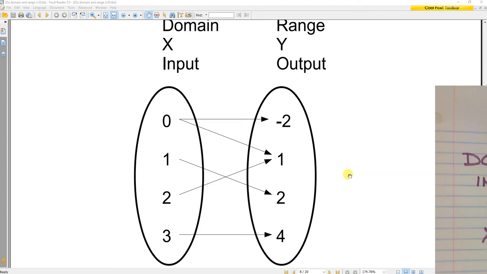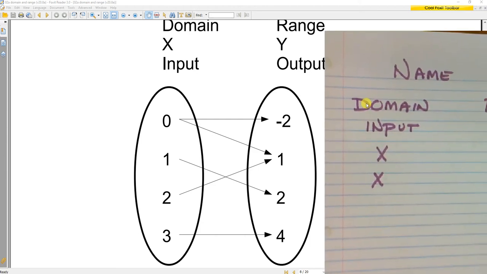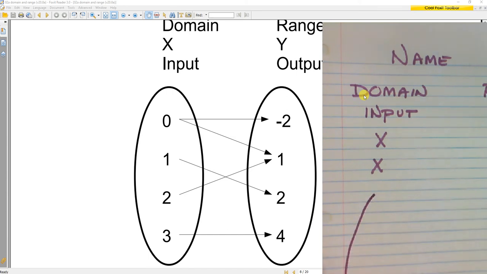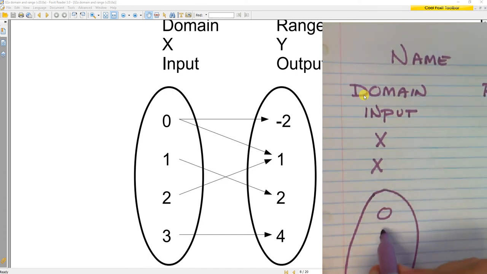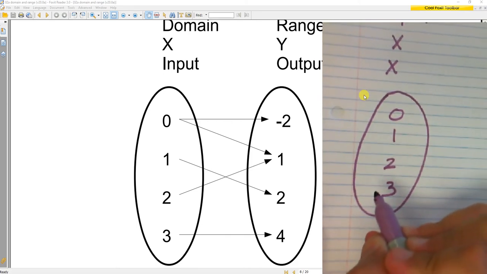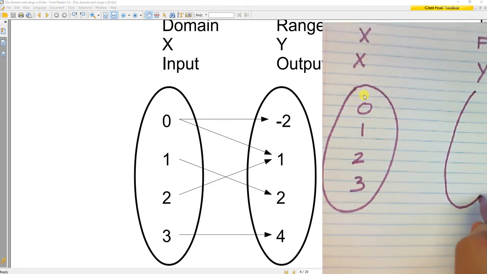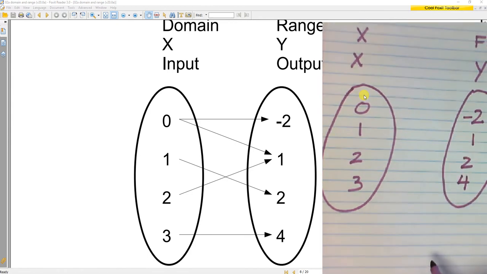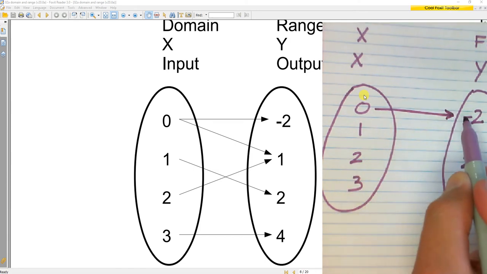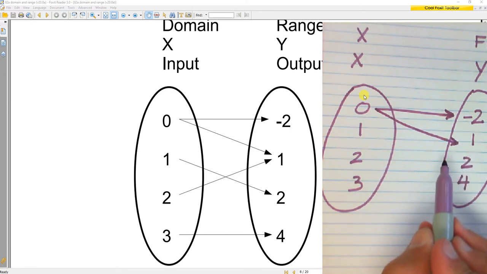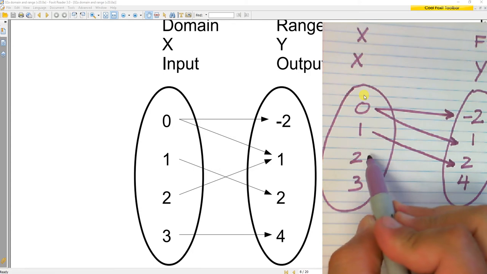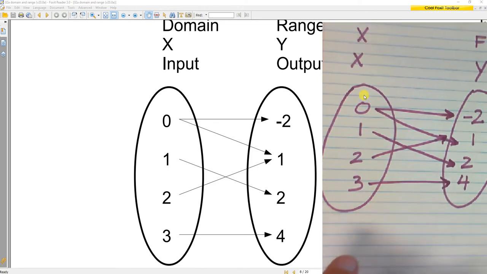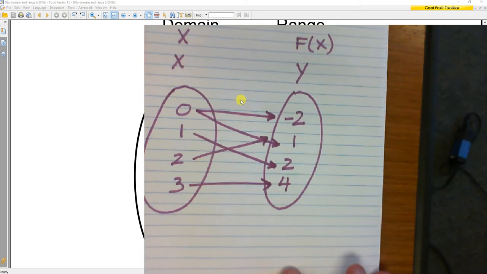So we're going to put this one into our notes. And you can just put this under domain and range. So 0, 1, 2, 3. Negative 2, 1, 2, 4. If I put in a 0, I get out a 2, a negative 2, and a 1. If I put in a 1, I get out a 2. If I put in a 2, I get out a 1. And if I put in a 3, I get out a 4. And this thing, it's called a mapping diagram. Let's get that into our notes. Mapping diagram.